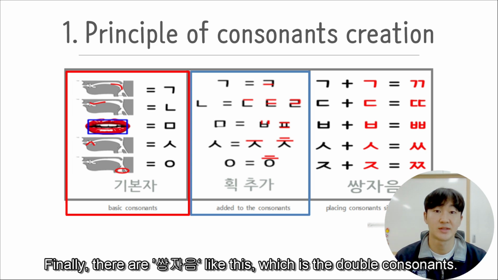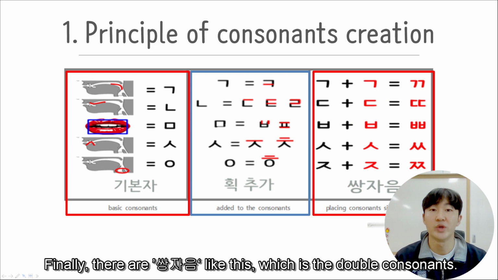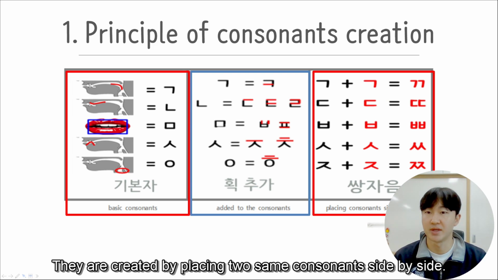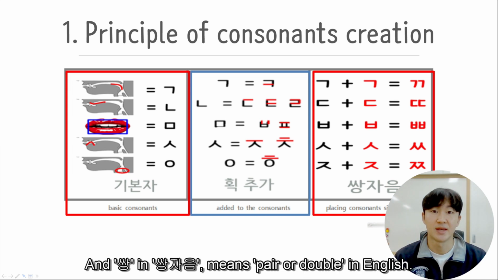Finally, there are 쌍자음, like this, which is the double consonant. They are created by placing 2 same consonants side by side. And 쌍 in 쌍자음 means pair or double in English.